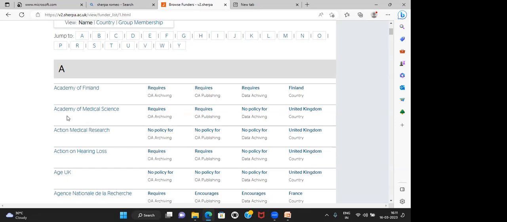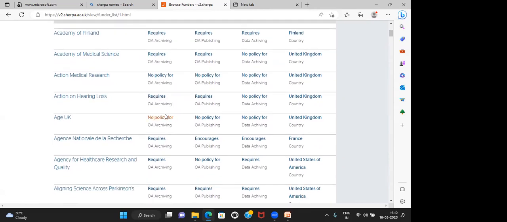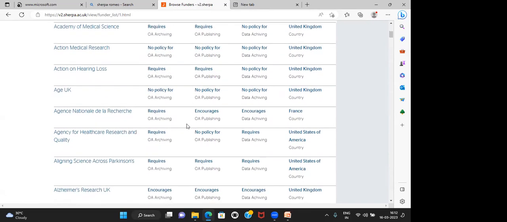And you see Academy of Medical Science: open access archiving is mandatory. Open access publishing is also mandatory, but they have no policy for open data archiving. So this is a different policy than the earlier one. Another thing we can say here, Agence Nationale de la Recherche is a French funder, and open access archiving is required. Open access publishing is encouraged, data archiving is encouraged, not mandatory.